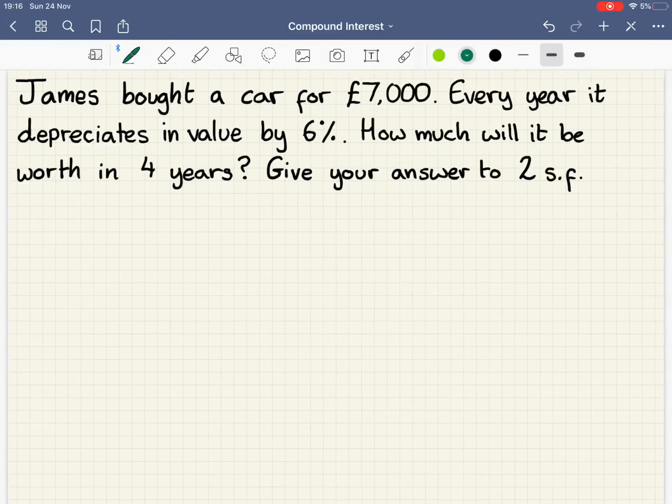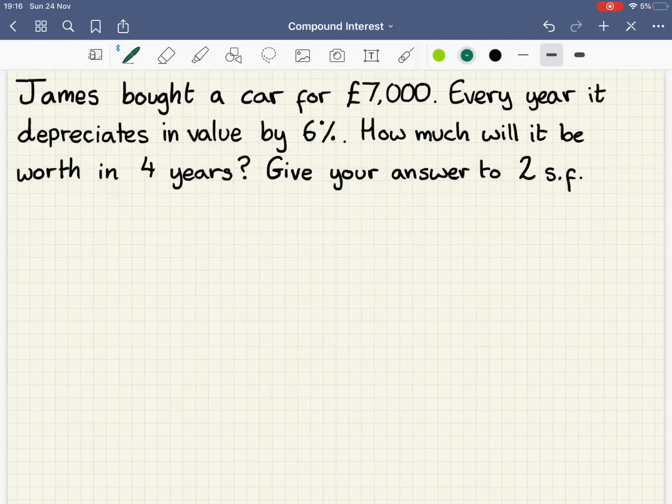Okay, so here's our next question then. So we've got James bought a car for £7,000. Every year it depreciates in value by 6%. How much will it be worth in 4 years? Give your answer to 2 significant figures. I recommend pausing the video, having a go at this question, and then playing it again once you're done. See if you've got it correct.